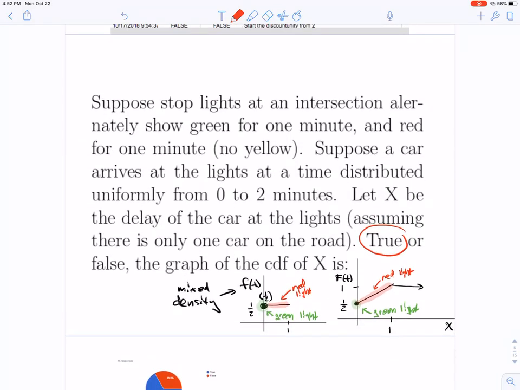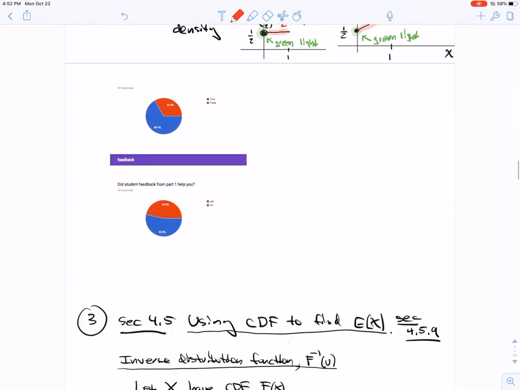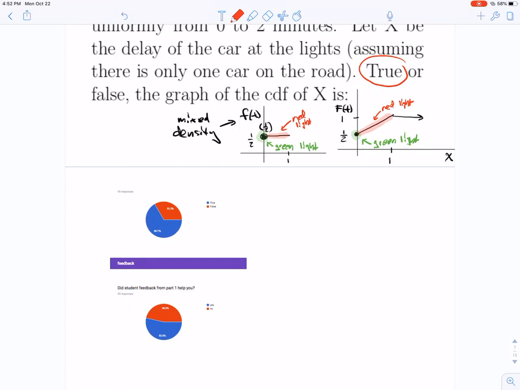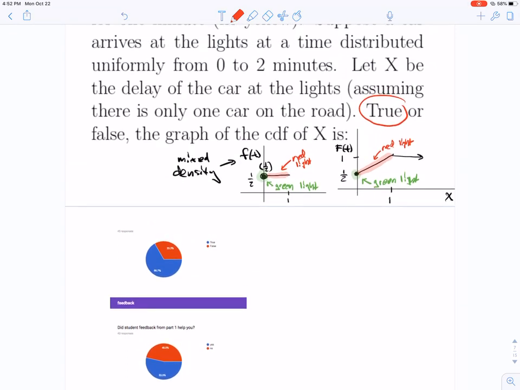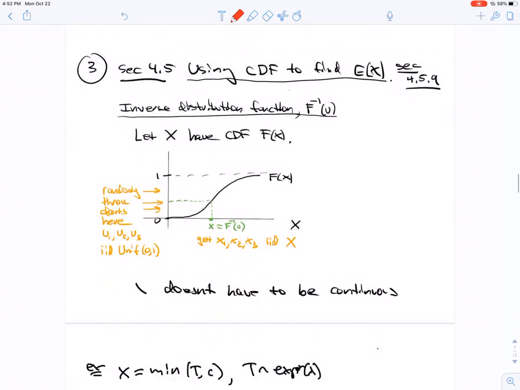We then looked at the part 2 problem, and all I really want to say about that is that 66.7% of you got it right, and 53% of you said that the explanation for part 1 was helpful to you. So good job on working on those explanations. They're really important to help your classmates.